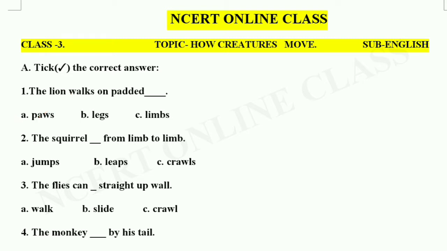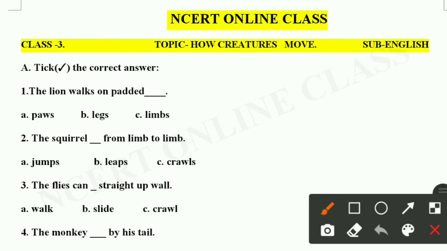the squirrel dash from limb to limb. What do you need to write? Jumps, leaps or crawls. We know from the poem that the squirrel leaps from limb to limb. So we need to tick option B, leaps. The squirrel leaps from limb to limb.